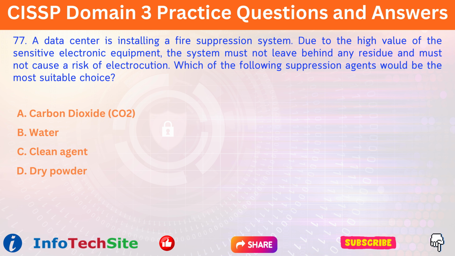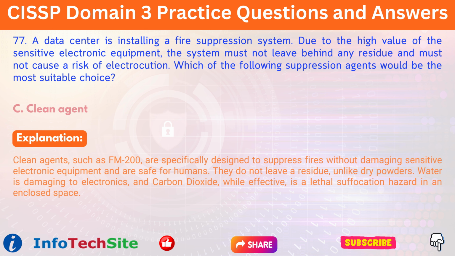77. A data center is installing a fire suppression system. Due to the high value of the sensitive electronic equipment, the system must not leave behind any residue and must not cause a risk of electrocution. Which of the following suppression agents would be the most suitable choice? A. Carbon dioxide, CO2. B. Water. C. Clean agent. D. Dry powder. The correct answer is C.